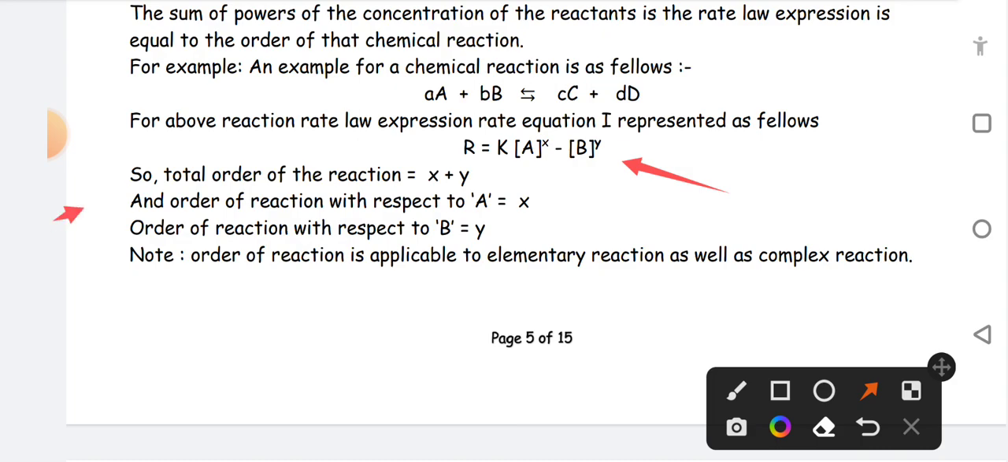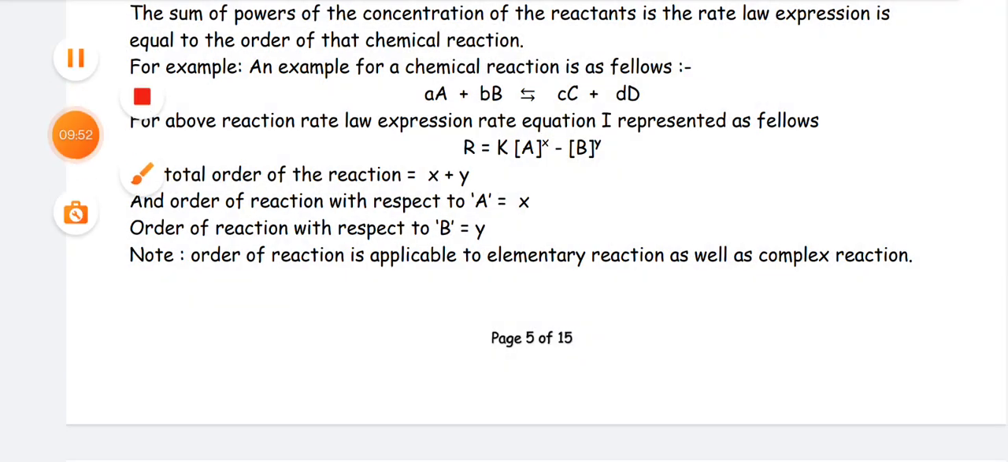So the total order of the reaction is x plus y, and if only A, then order is x. If only B, order is y. The total sum of order of reaction is x plus y. So with the help of the rate law expression, you can easily find out the order of reaction.